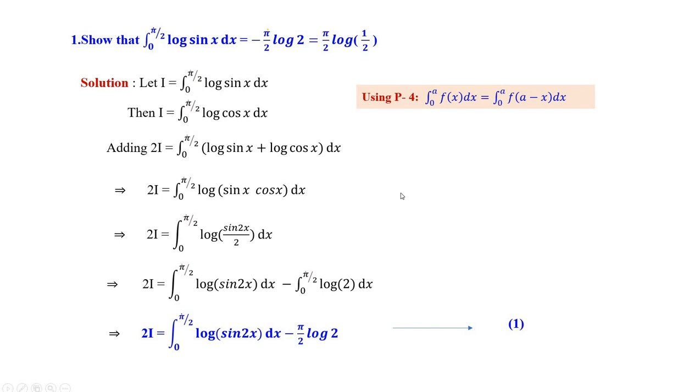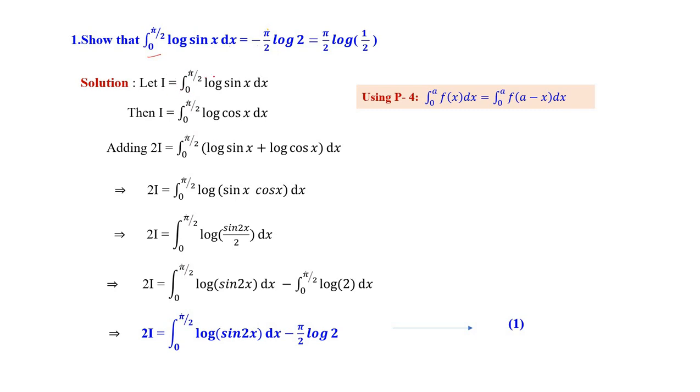Now in this problem, we make use of properties of definite integrals, but the approach is somewhat different, and it is an important problem also. Show that integral 0 to pi by 2 logarithm of sin x dx is minus pi by 2 log 2, or you can also show it as pi by 2 log half. Both are the same. You consider the given integral as I.